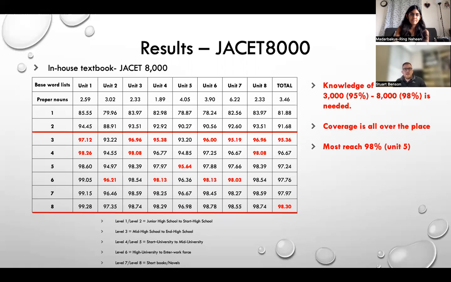Most did reach 98%, except for Unit 5, which did not reach 98%. And again, this shows that while this was an in-house text made by teachers working at a tertiary education level in Japan, the lexical demand was not suitable for Japanese tertiary level students.